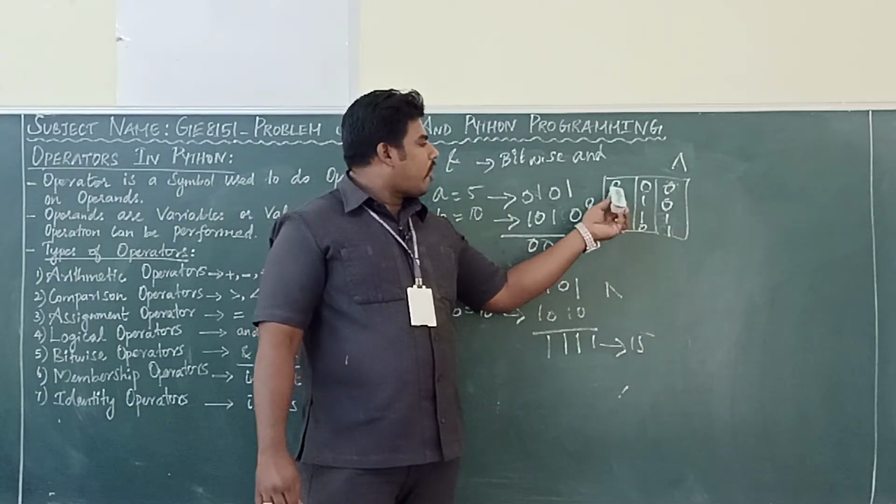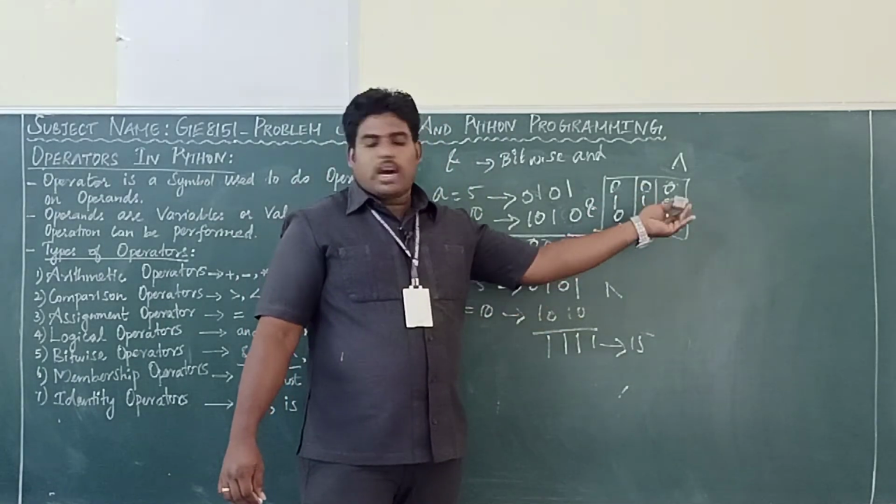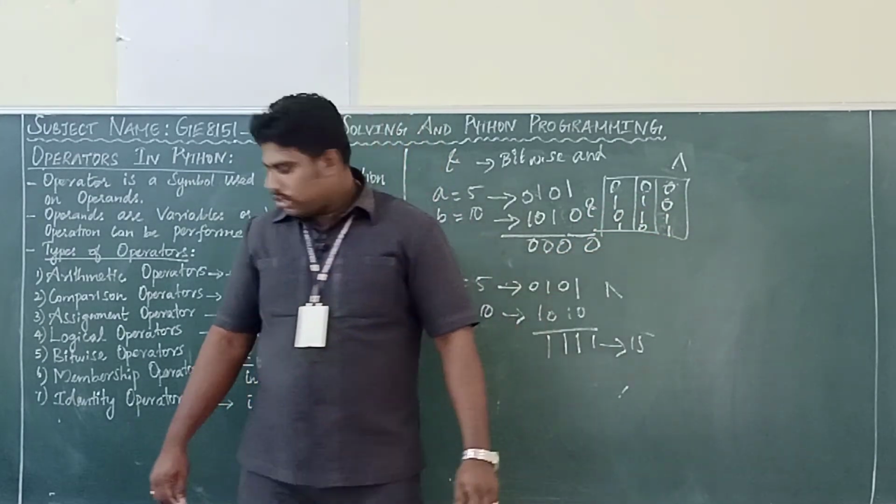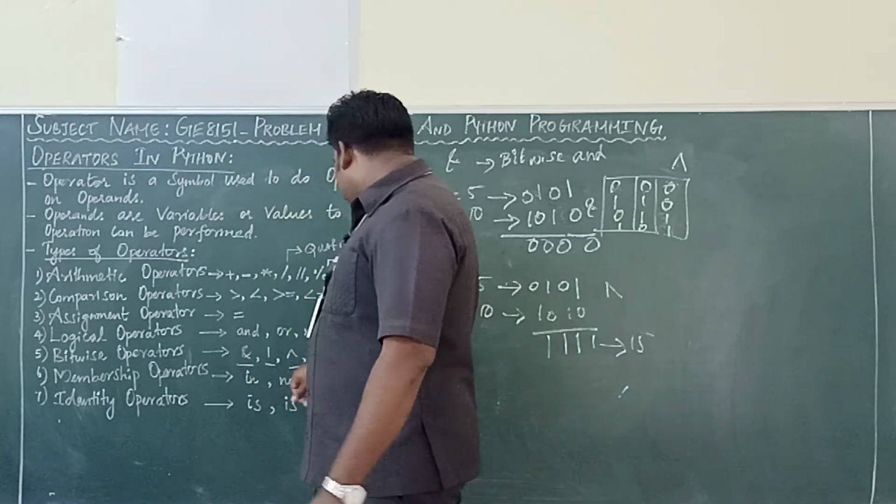XOR. What's the truth table for XOR? Both the conditions same means false. Both the condition answers different means it is true. Okay. What's the next one?